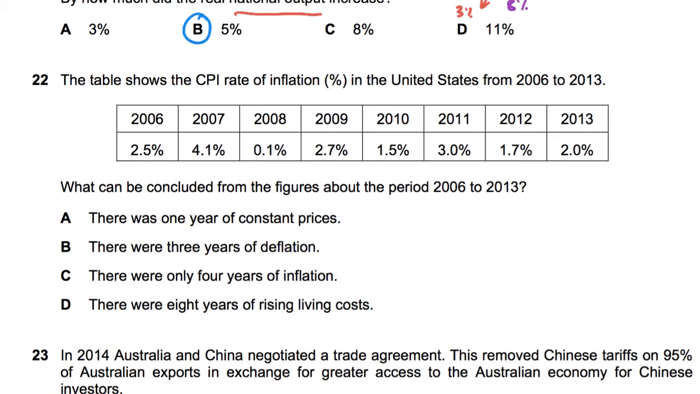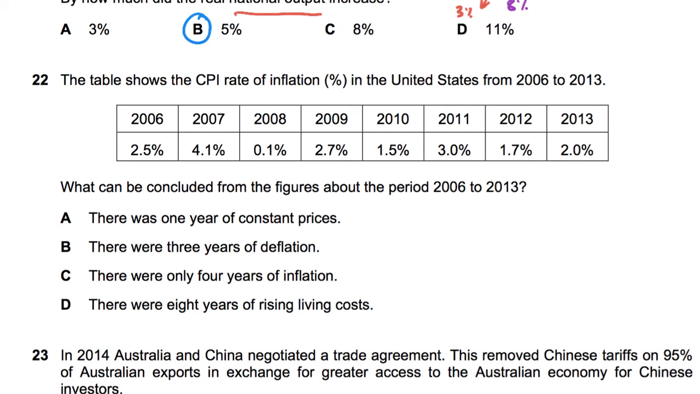In 22, they say the table shows the CPI rate of inflation in the US from 2006 to 2013. If you can see this, the rate is positive throughout. So throughout this time, because the rate of inflation is positive, the prices are rising. What can be concluded from the figures about the period 2006 to 2013? And the answer is there were 8 years of rising living costs.